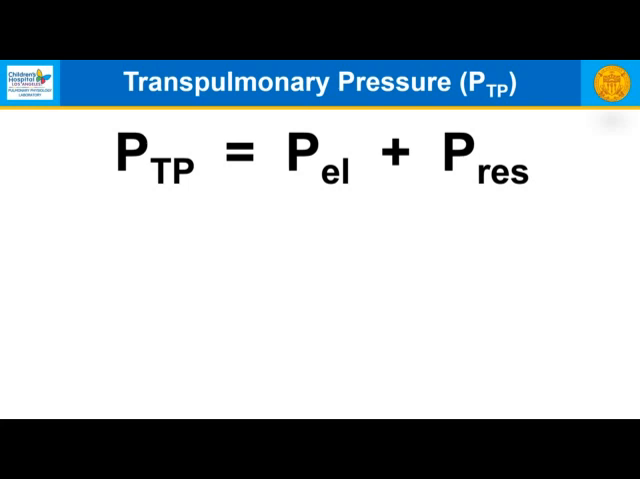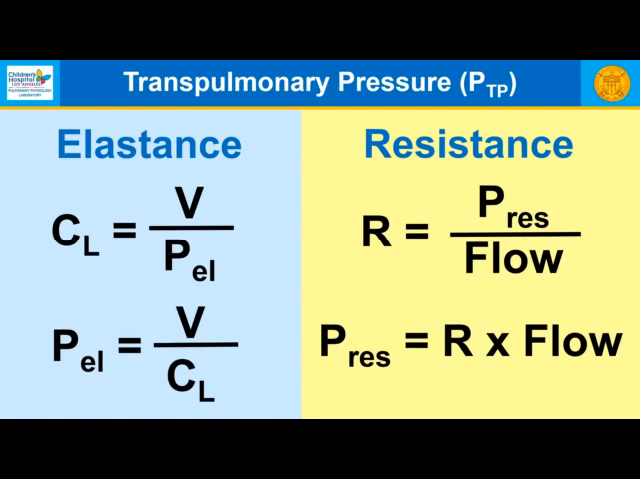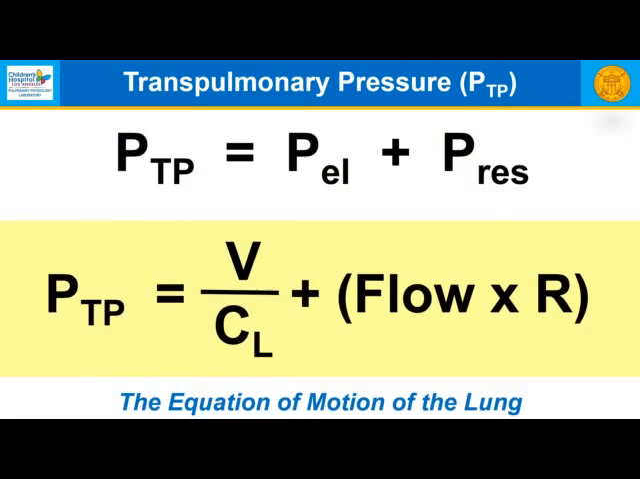Remember also the equation of motion of the lung. Pulmonary compliance is composed of pressure to overcome elasticity and pressure to overcome flow. So again, we can calculate the elastic component. We know that compliance equals volume over pressure, so elastic pressure equals volume over compliance. For resistance, resistance equals pressure divided by flow, and the resistance pressure is resistance times flow.